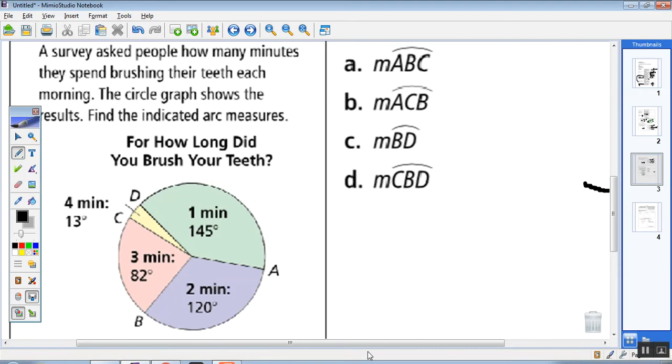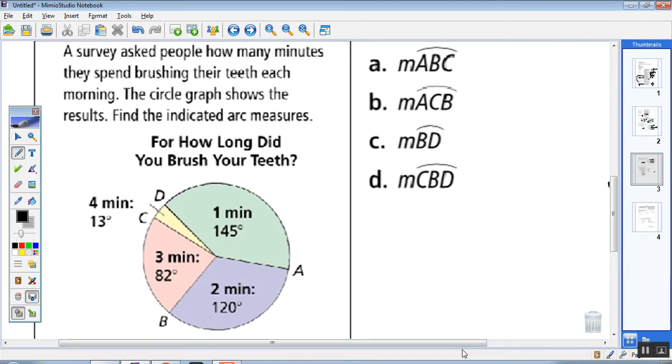Okay? For how long did you brush your teeth? So how many degrees in the 1 minute part, kids? 145. Now obviously we could turn this all into percentages. How many degrees are in a whole circle? We could turn these into percentages eventually, but we're not going to do that. If I look at that chart, what's the biggest fraction of time up there? 1 minute. No wonder dentists are always making money. We're only brushing our teeth for a minute, majority of us.